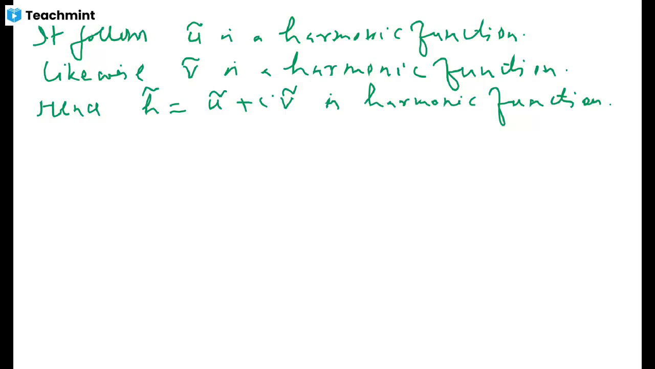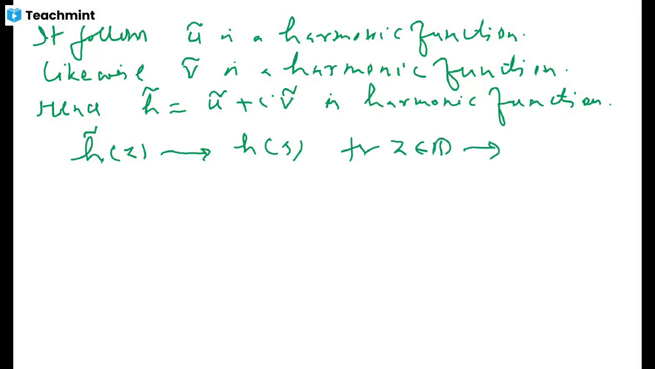remains to prove is that h tilde at z tends to h of zeta for z in D when z tends to zeta in the unit disk. We have to show that on the boundary, it is equivalent to say that on the boundary these two functions agree. So let's do this now.